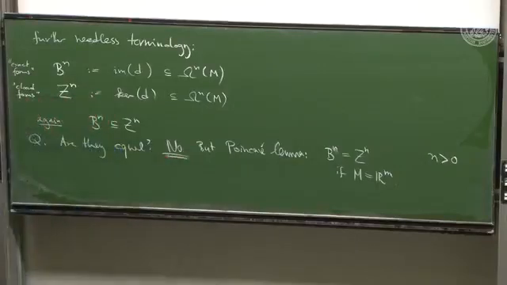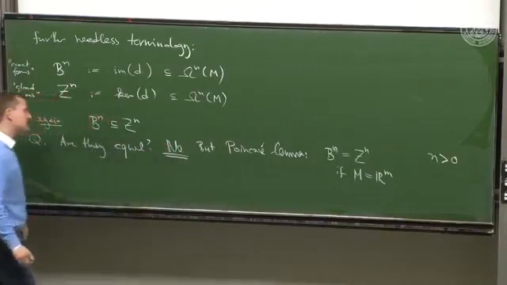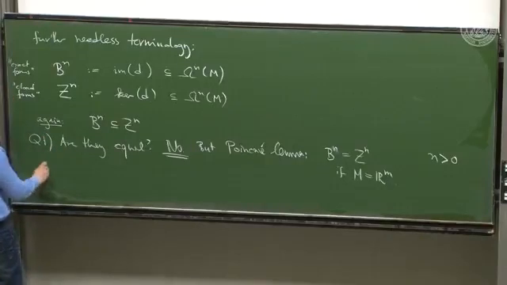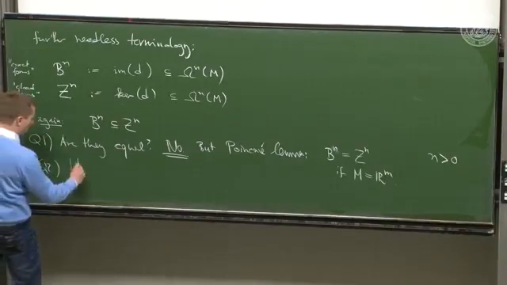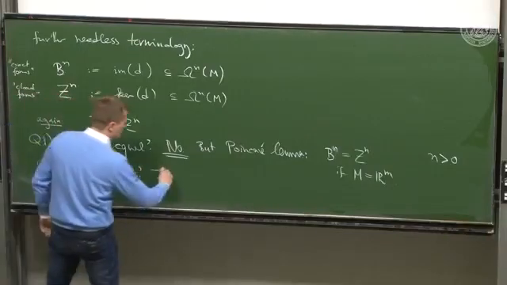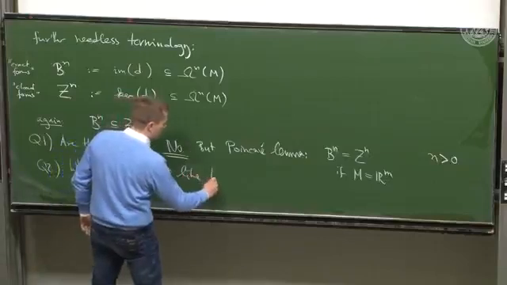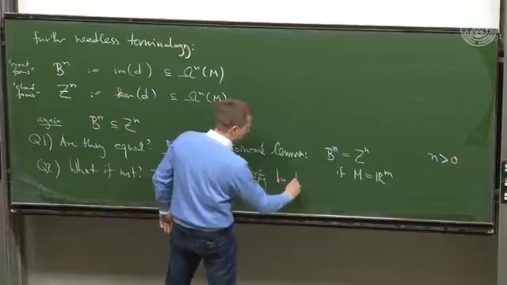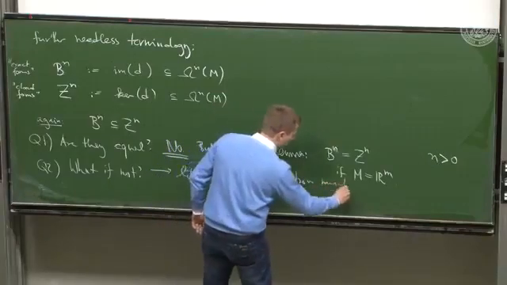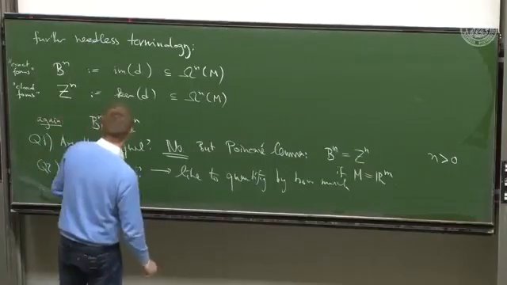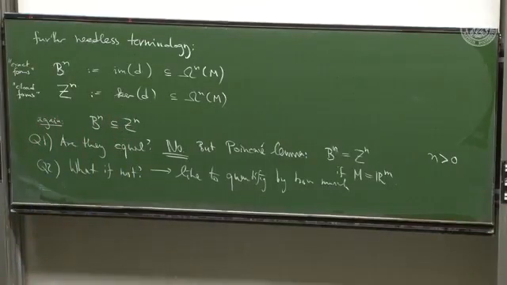But that's of course just a very special case. And what if not? That's the next question. So question 1, are they? Question 2, what if not? Well, what if not? Then we would like to quantify by how much the closed forms fail to be exact.